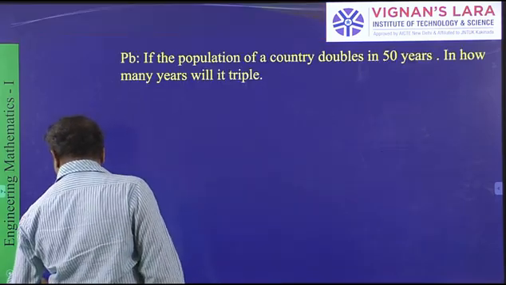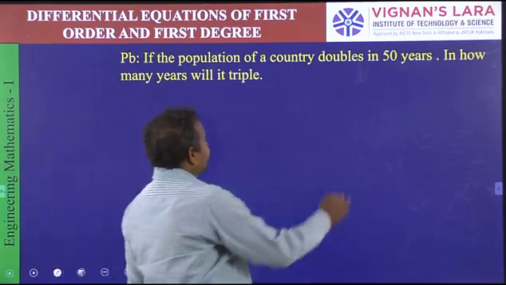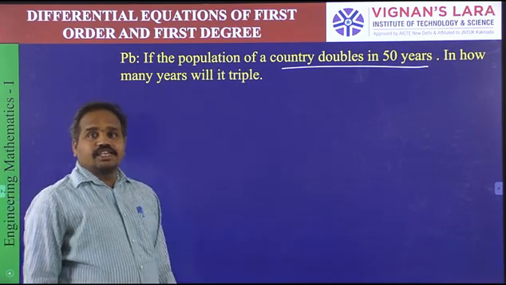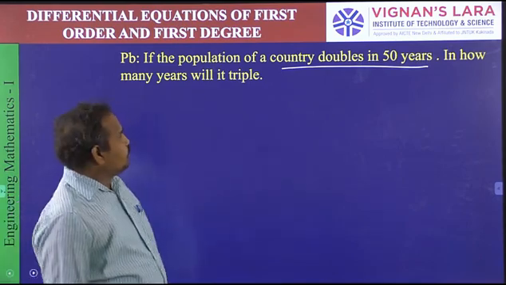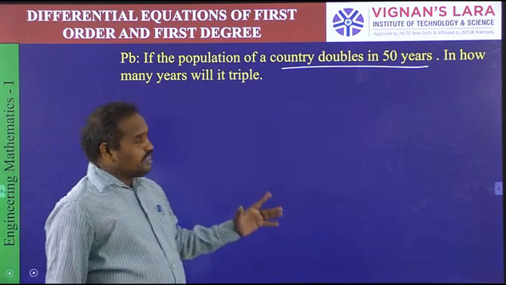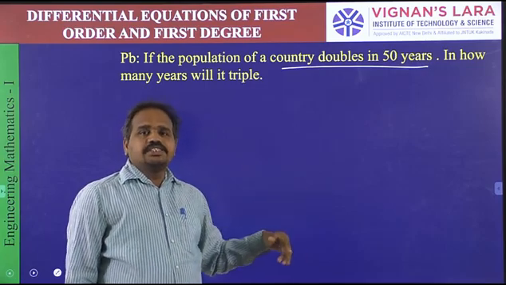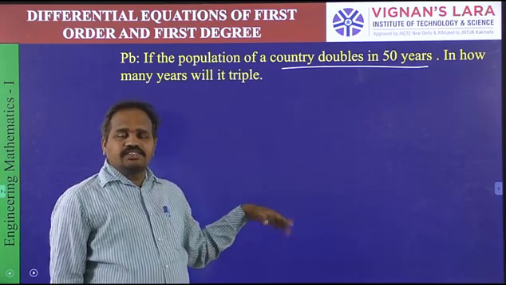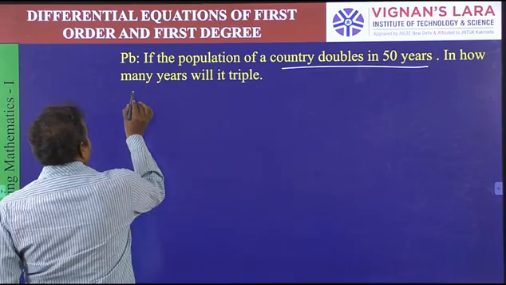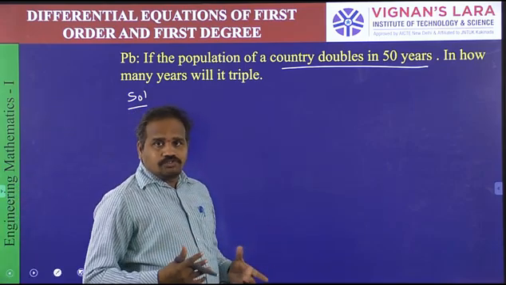Now I am going through one more problem. See this. If the population of a country doubles in 50 years, in how many years will it be tripled? Here he does not mention any sentence related to law of growth or law of decay. By using the given data, we decide whether it is a law of growth problem or a law of decay problem. Observe this.